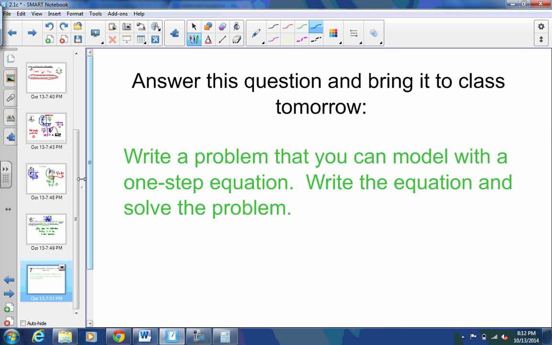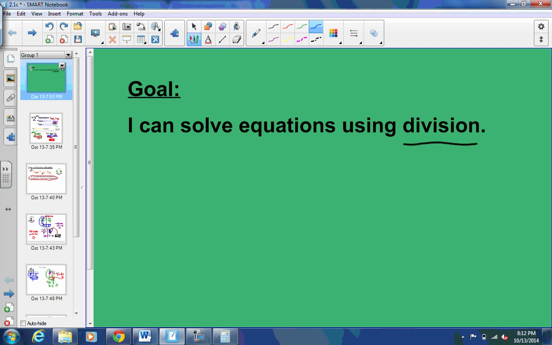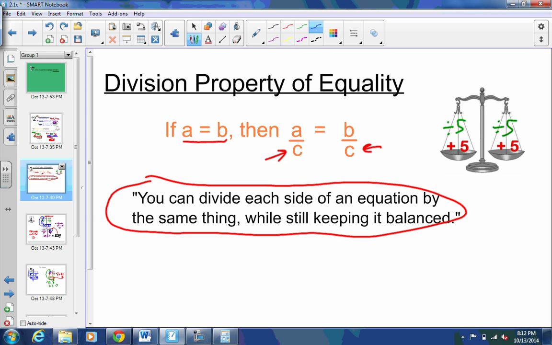All right, so going back to our goal of solving equations using division, I hope by now you are able to use that property, the division property of equality, to divide both sides and solve for our variable.